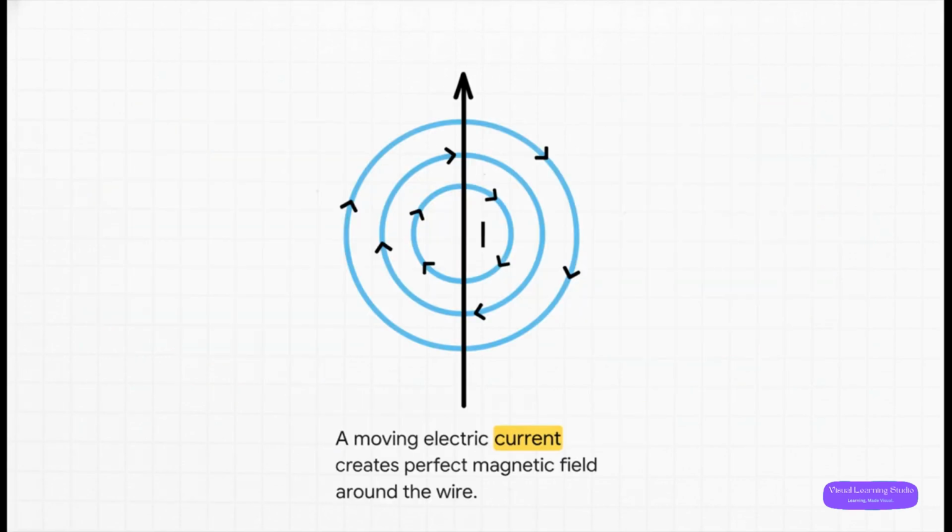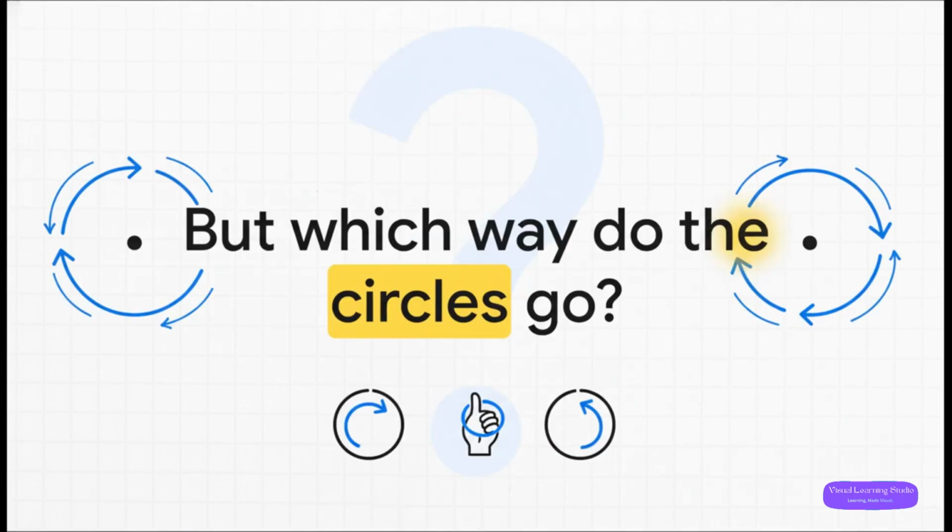It's not just magnets that make magnetic fields. A moving electric charge, what we just call a current, does it too. And if you have a current flowing through a perfectly straight wire, the magnetic field lines it creates are perfect circles wrapping around the wire. That leads to the obvious question, right? Are the circles spinning clockwise, or are they going counterclockwise?